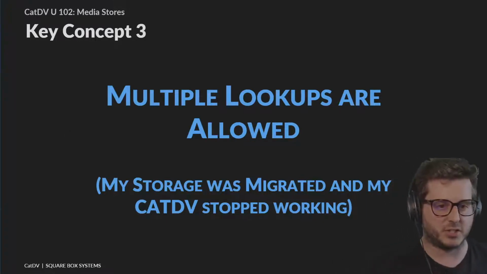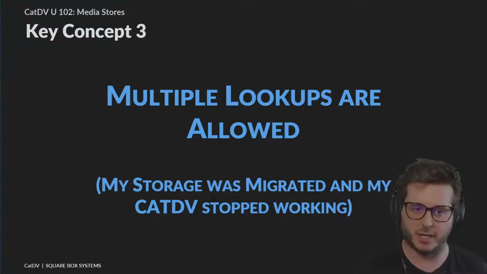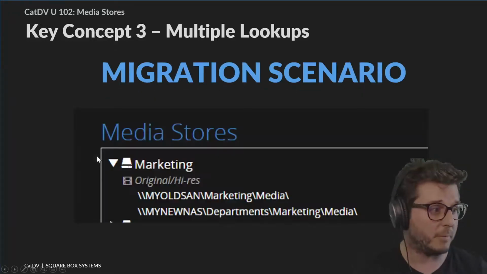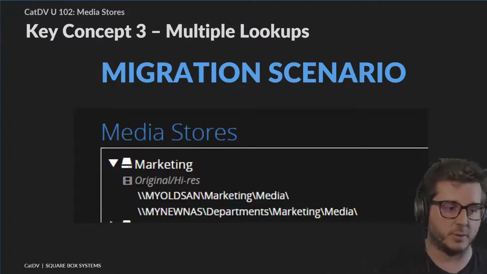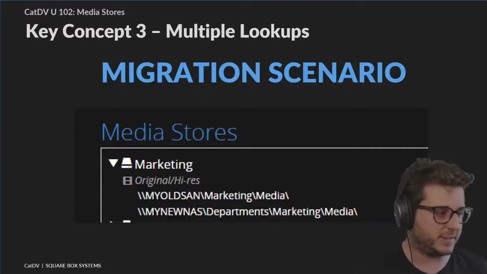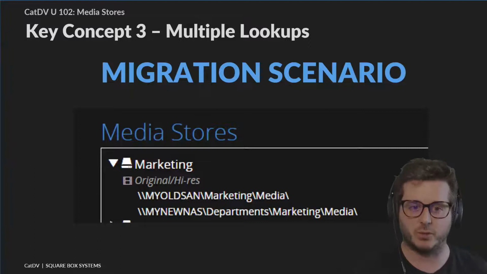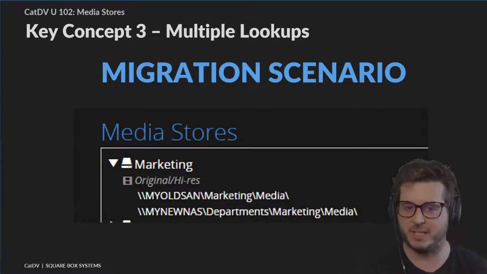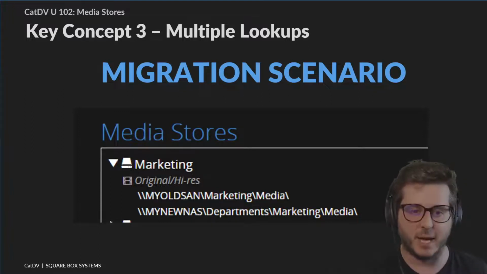So this is the scenario that I would call my storage was migrated and my CatDV stopped working. We sometimes get this coming in as a support query as well. Take a migration scenario: the marketing department use CatDV, and they've got a media store set up. Originally, when they ingested all of their content, it lived on some storage called My Old SAN, in a folder marketing media. That's where the marketing department's stuff was.